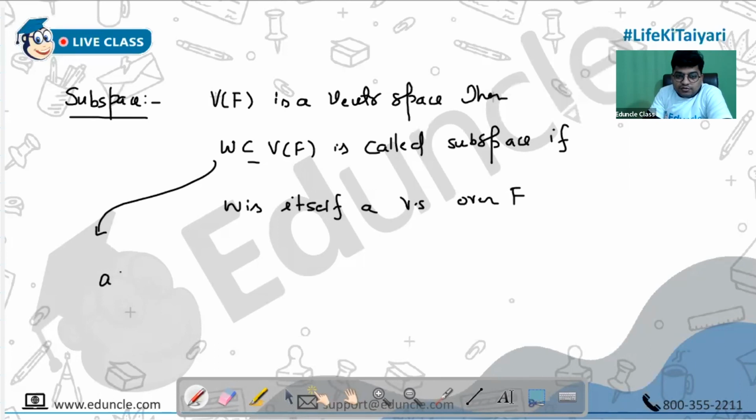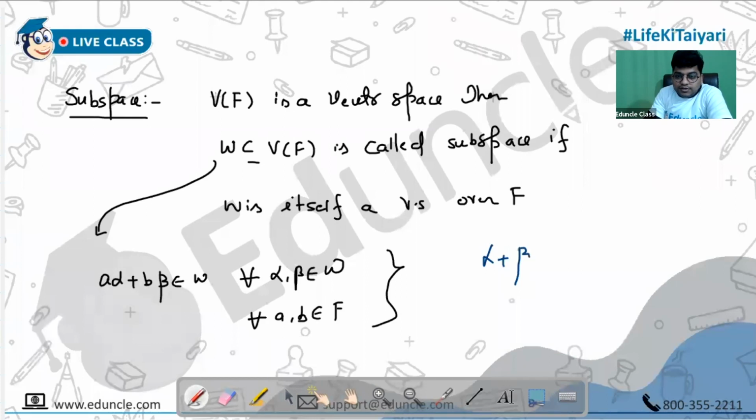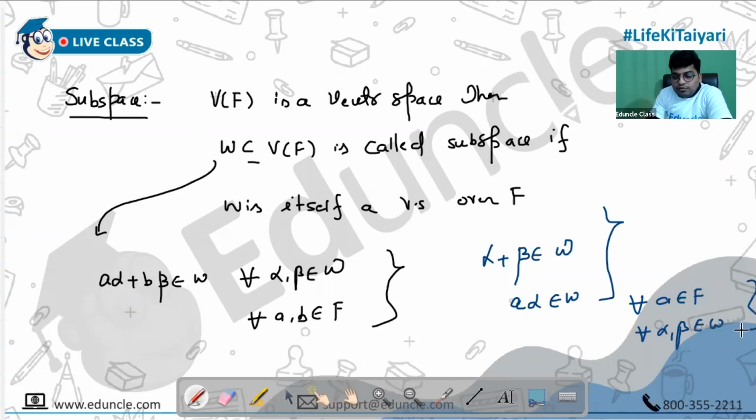Basically, the condition is a alpha plus b beta belongs to W for all alpha, beta belonging to W, and for all a, b belonging to the field. This is called the two-step test. If you take the one-step test, it is alpha plus beta belongs to W and a alpha belongs to W, for all a belonging to F and for all alpha, beta belonging to W. This is the definition of vector space, and so this is the definition of subspace.